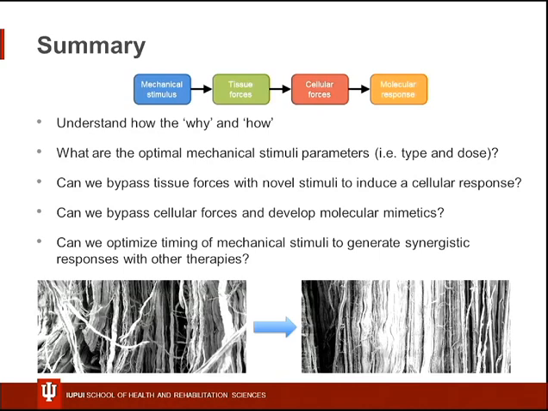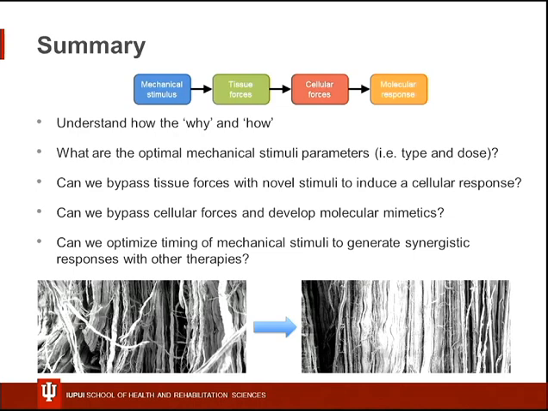Can you bypass even cellular forces? So can you get these sort of mimetics that look at the molecular pathways that are involved in mechanotransduction? Can we target some of the molecules involved, develop novel sort of antibodies to harness those anabolic effects? And they did that with the anti-sclerostin antibody.